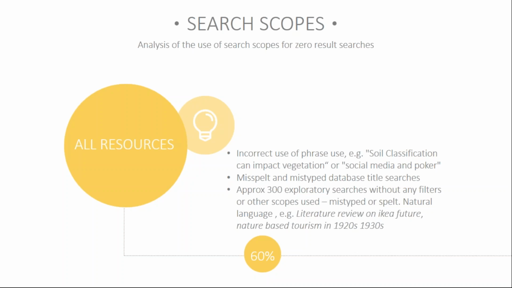Natural language was also used in a lot of the exploratory searches, such as the search terms "literature review on IKEA furniture".